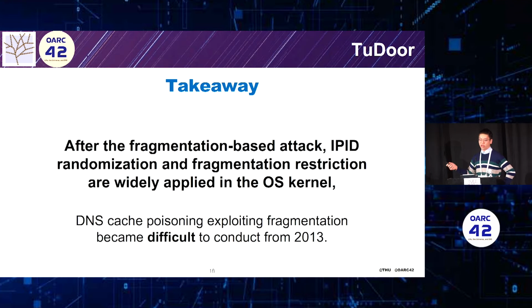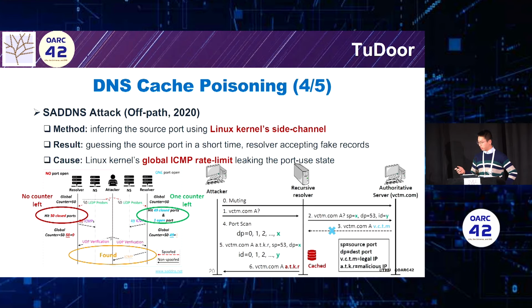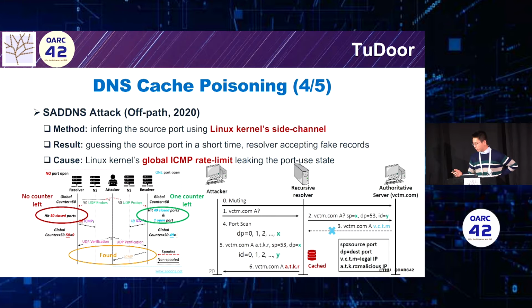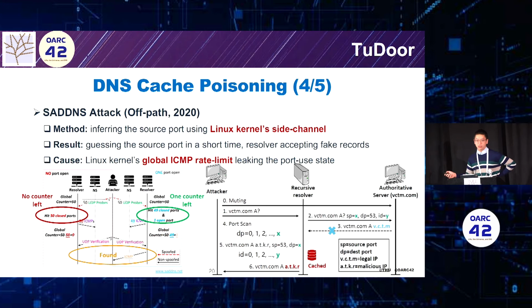since 2013. Then we find another fragment-based attack, which is targeted at forwarders, because forwarders are always easy to attack, and we also have another attack, which is the SAD DNS attack. This was published at CCS 2020, and the other attack was published at USENIX Security 2020. And this one is quite severe.